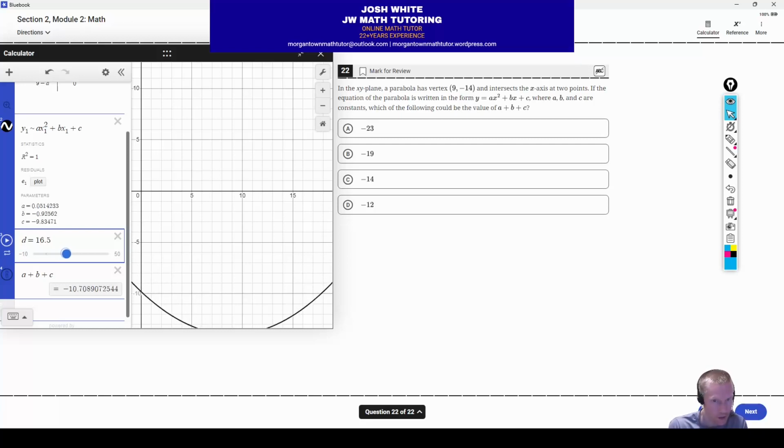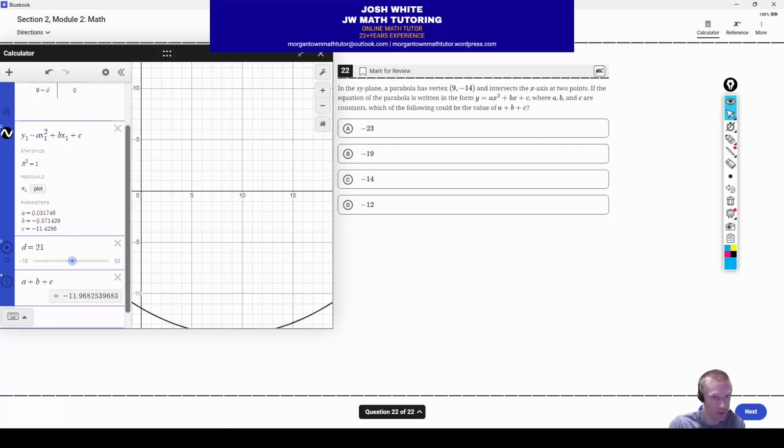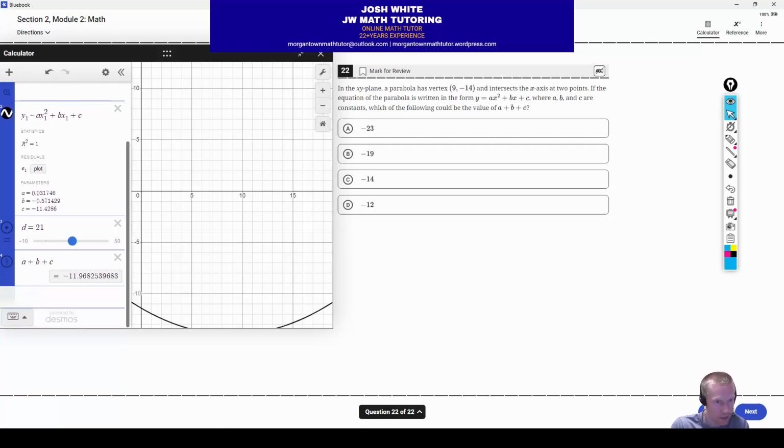Okay, so notice we're starting to get close to negative 12. Here it looks like I'm over negative 12, but if I go back here, I'm under it. So it looks like when my d value, the distance that the intercepts are to the right and to the left, is between 21 and 21.3, it will hit negative 12 somewhere. So that's basically confirmation that D is the correct answer.